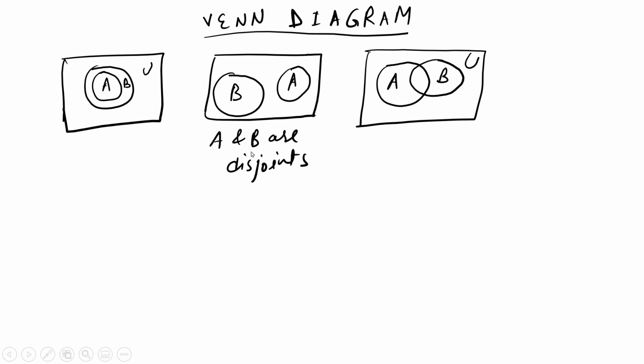In another case, sets A and B are disjoint because they do not have any common elements. They are separate sets, so A and B are disjoint. Here A and B are not disjoint sets because they have some common elements. This is the common area, which has the common elements of A and B.